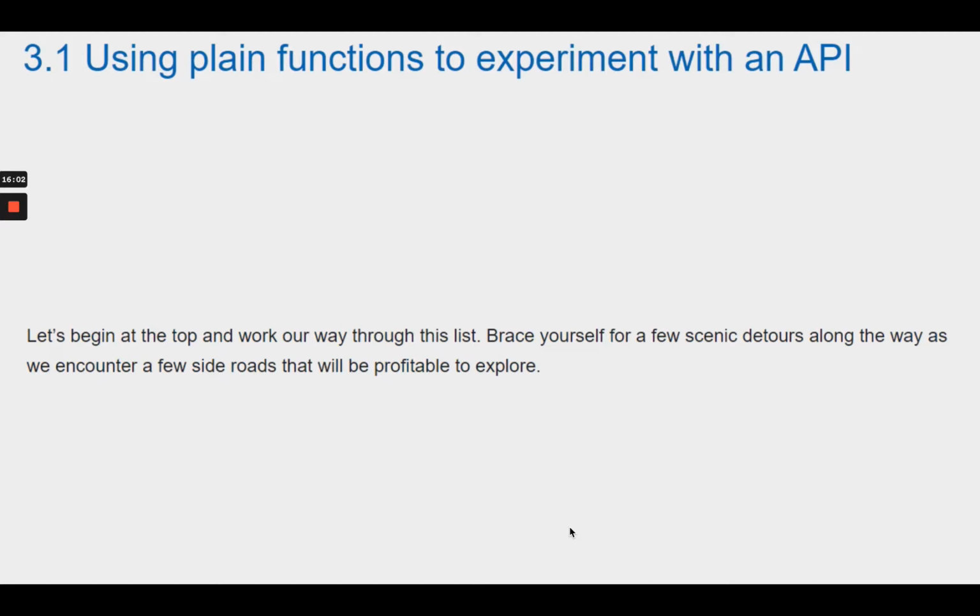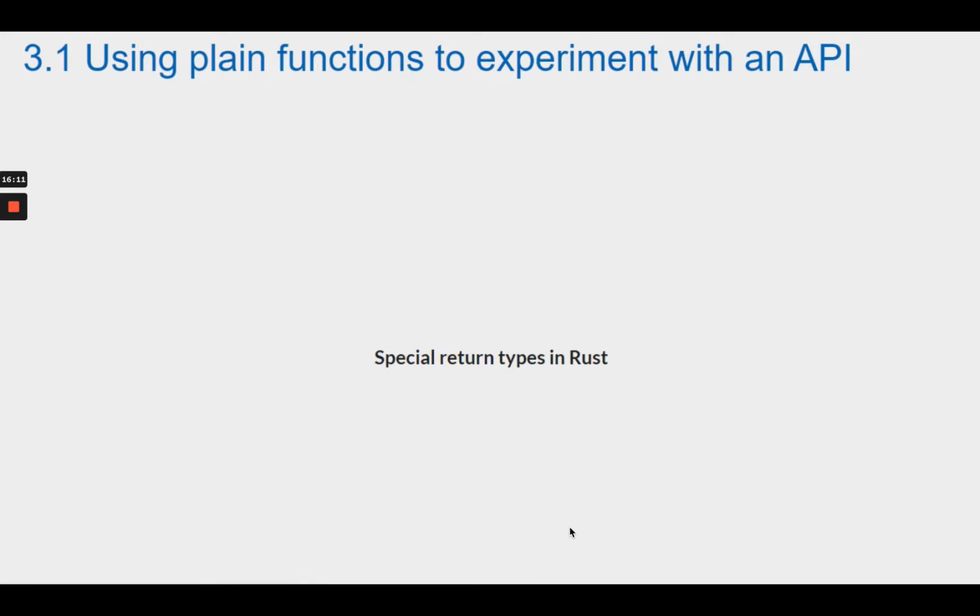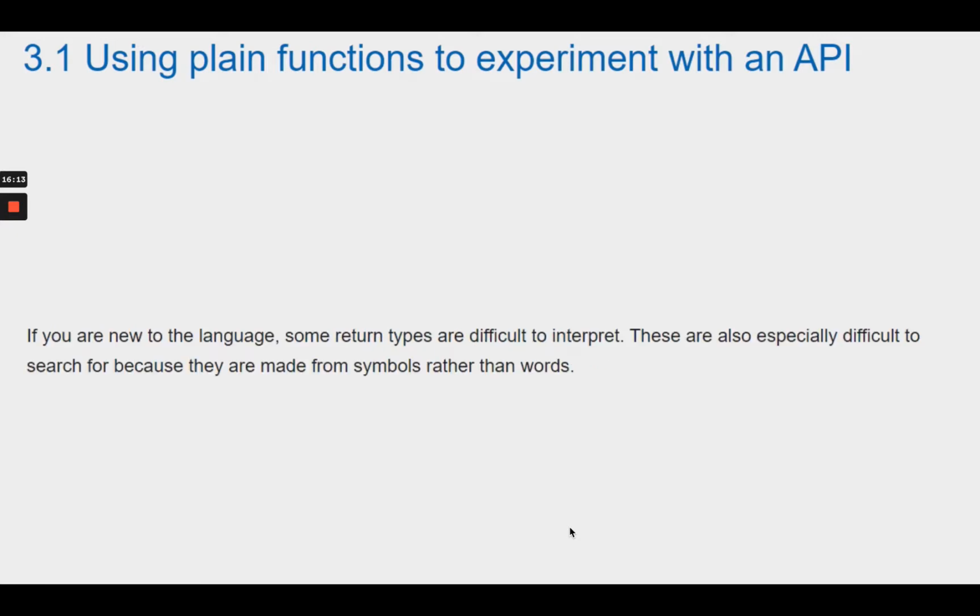Brace yourself for a few scenic detours along the way as we encounter a few side roads that will be profitable to explore. Special return types in Rust. If you are new to the language, some return types are difficult to interpret. These are also especially difficult to search for because they are made from symbols rather than words.